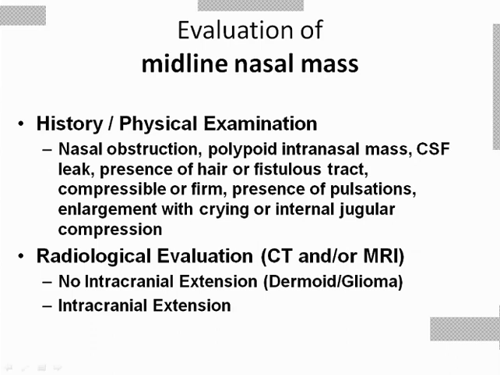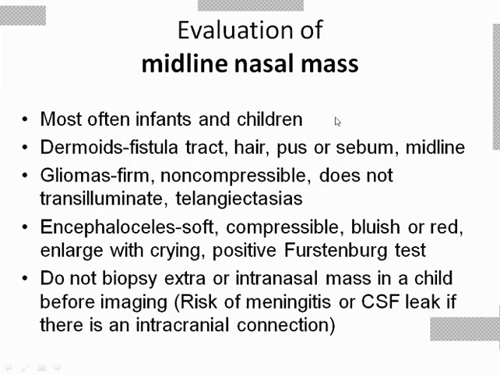Usually these children, dermoids will have a fistulous tract, hair, pus or sebum in the midline. Gliomas are firm, non-compressible, do not transilluminate, and there will be telangiectasias. Encephaloceles are soft, compressible, bluish or red, enlarge with crying, and have a positive Furstenberg test. Never, do not biopsy an extranasal or intranasal mass in a child before taking imaging.